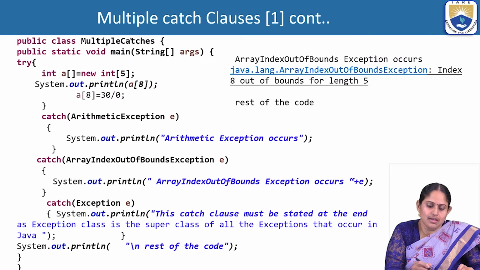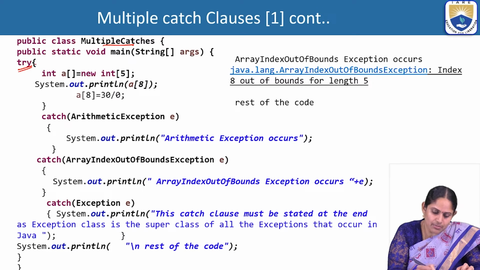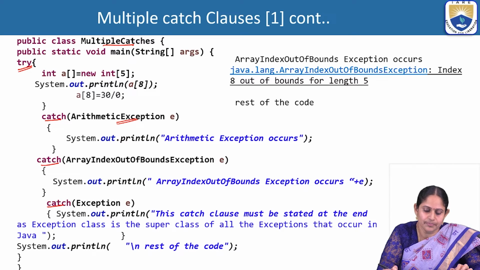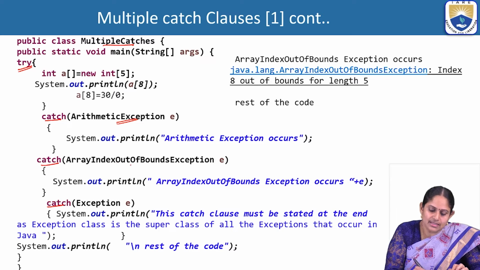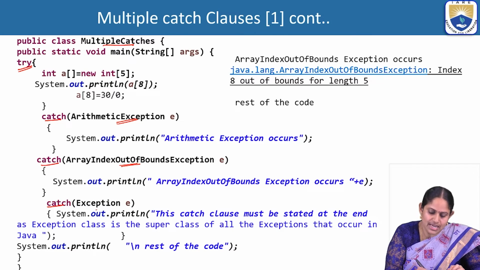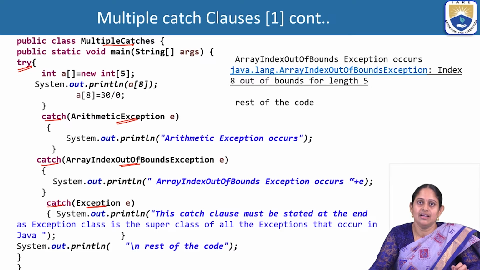And so here we have a class named MultipleCatches. Inside that we have one try block with multiple catch statements. There are 3 catch statements. One catch statement is describing the arithmetic exception, another is catching the array index out of bound exception, and a third one is catching the general exception class.